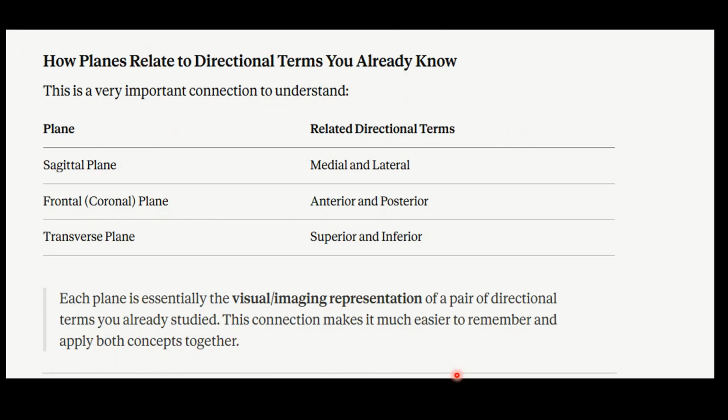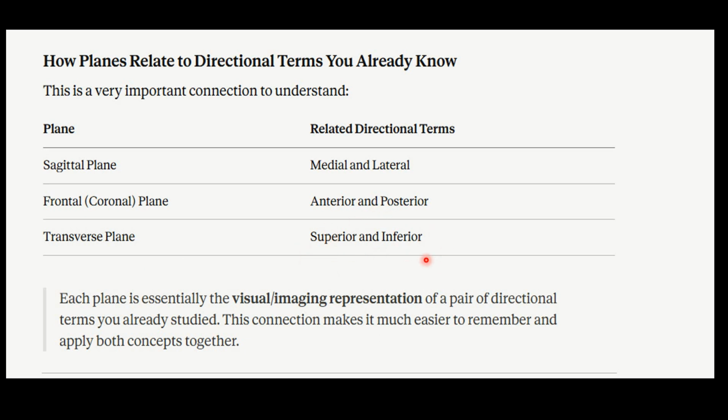Now, earlier we learned about the anatomical terms of direction, right? So how is it related to that? Let's see. The sagittal plane is related to medial and lateral. The frontal or coronal plane is related to anterior and posterior. The transverse plane is related to superior and inferior.